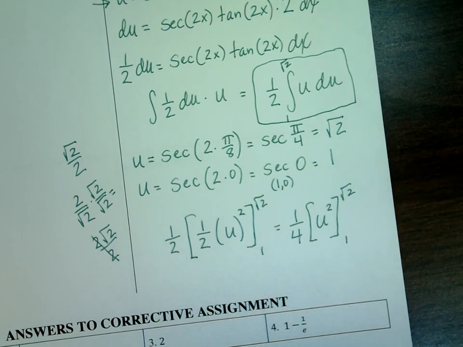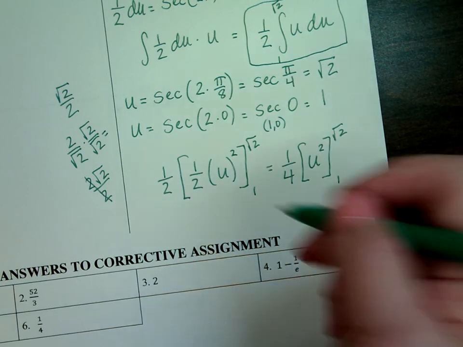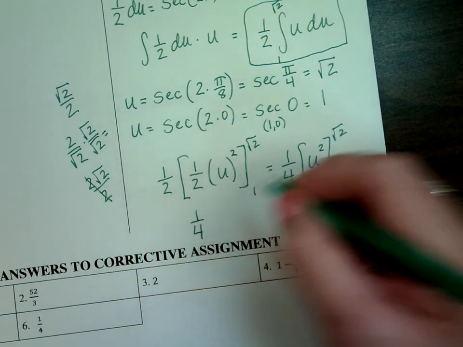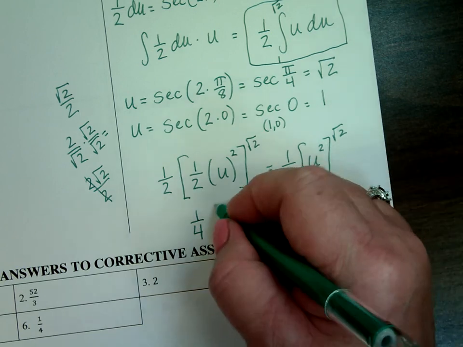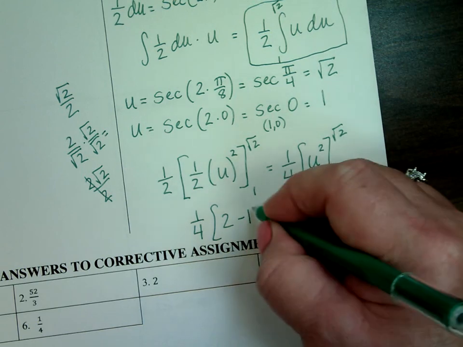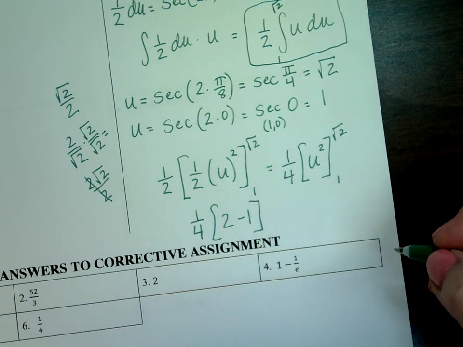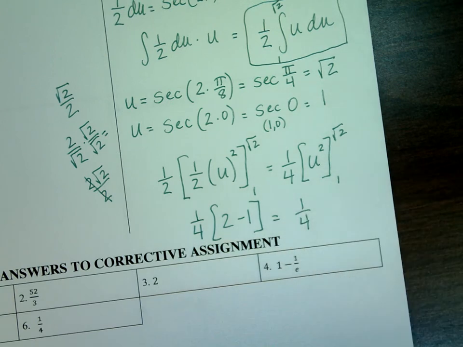I've gone this far, I might as well finish it out by hand, right? If I've got 1/4, the square root of 2 squared is 2. 1 squared is 1. 2 minus 1 is 1. 1 times 1/4 is 1/4. Did we get it right? Number 6? Yes, we did.